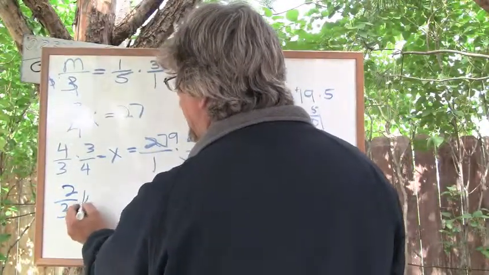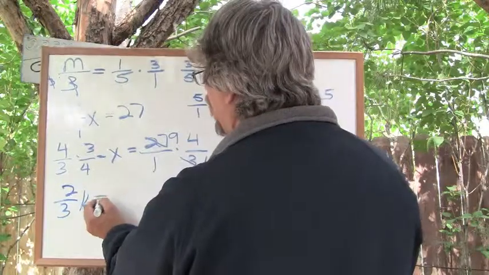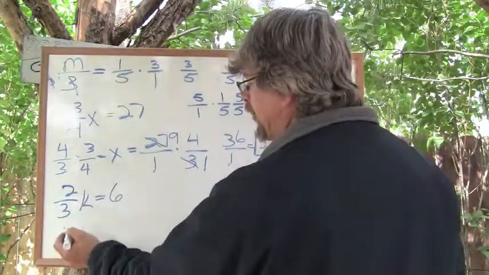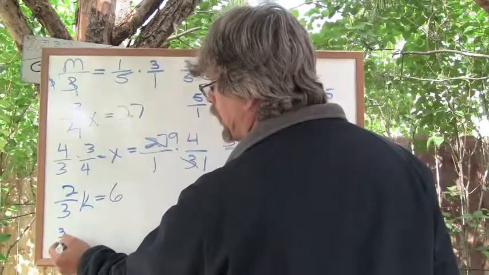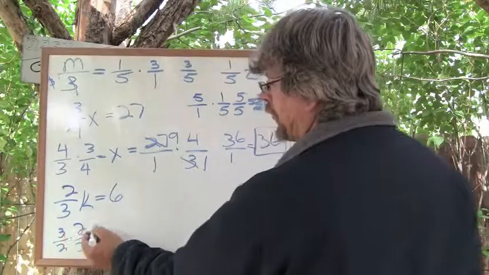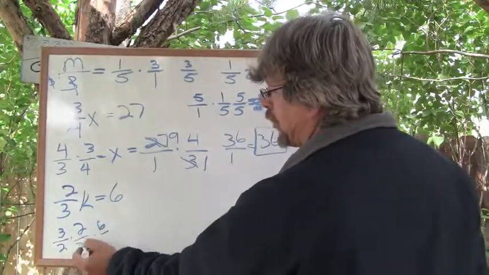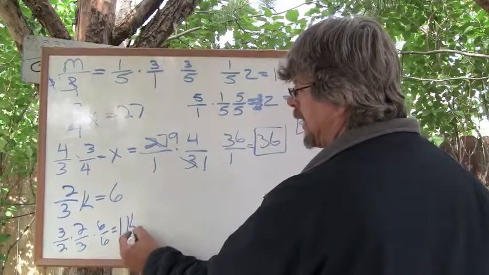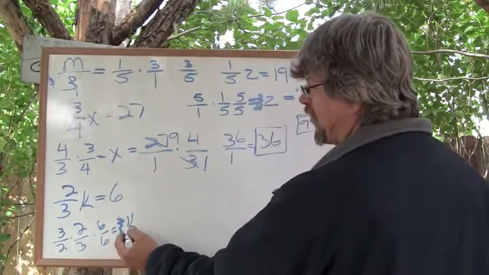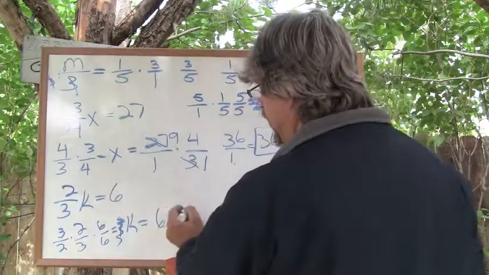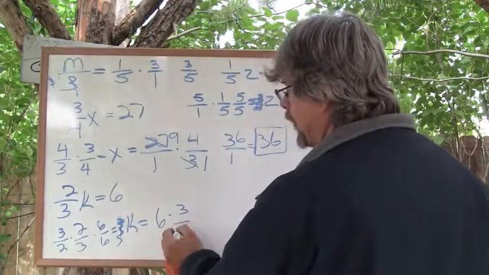2/3 k equals 6. To isolate k from a fraction, we multiply by its reciprocal. 3/2 times 2/3: 3 times 2 is 6, 2 times 3 is 6. 6 over 6 is 1k. We can ignore the 1. It's just k, equals 6 times 3 over 2.